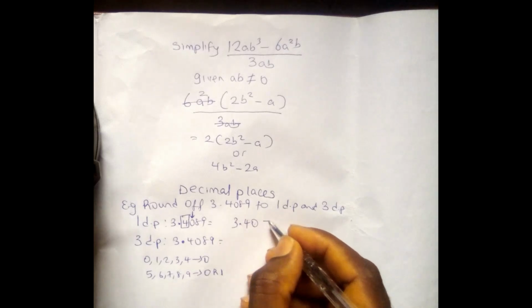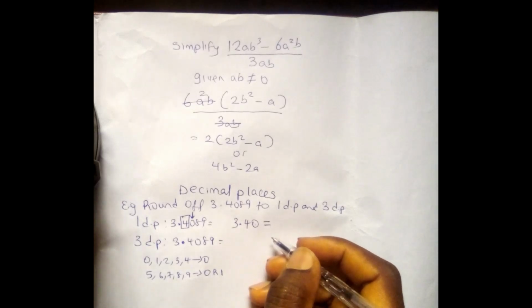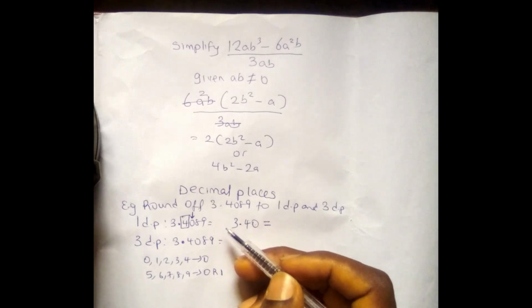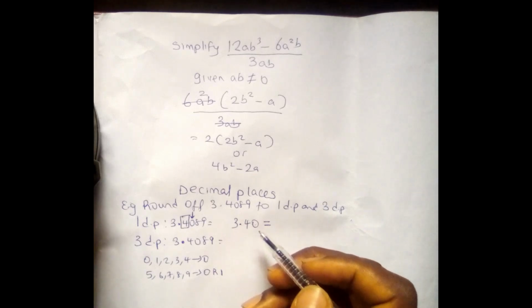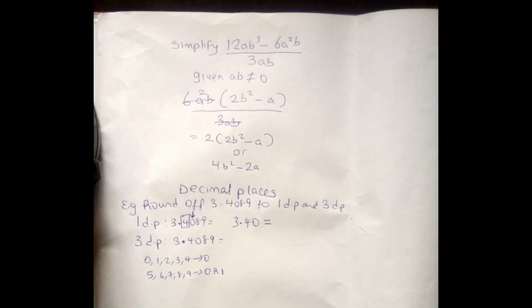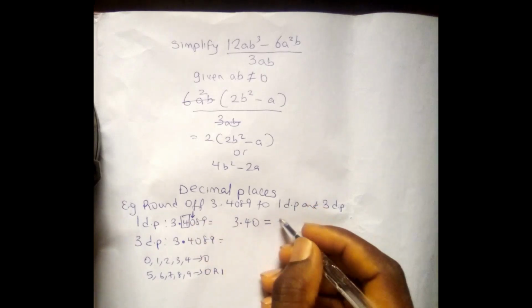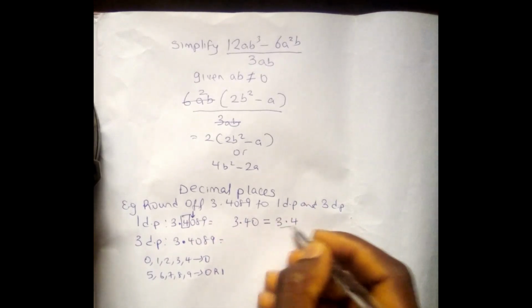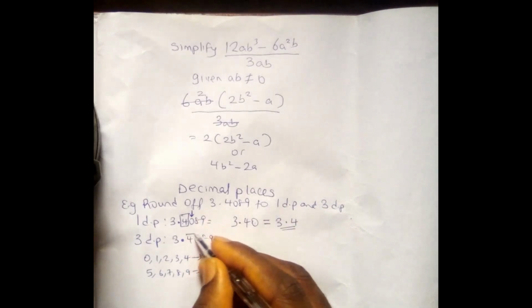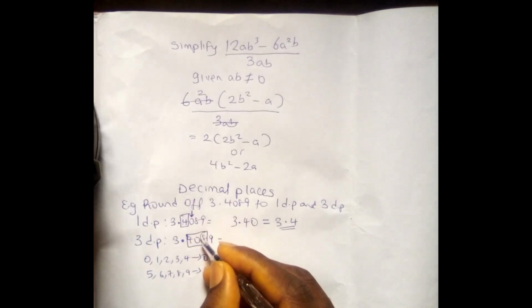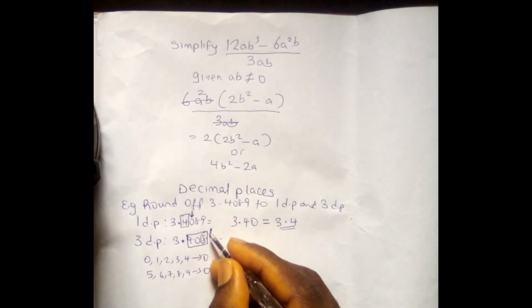But when they say 1 decimal place, that means they want your answer to have just one number after the decimal point, which is the number inside this box here. So the answer is now 3.4, to 1 decimal place. And for 3 decimal places, our focus is on 3 numbers after the decimal point, but our major focus is on this last one. And what will make this one change is the one beside it.